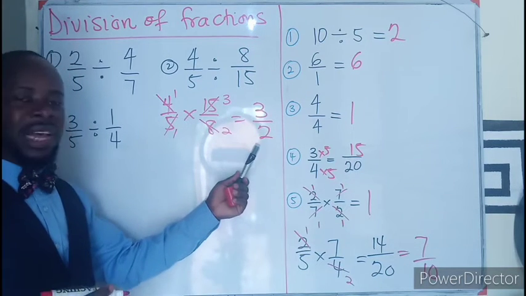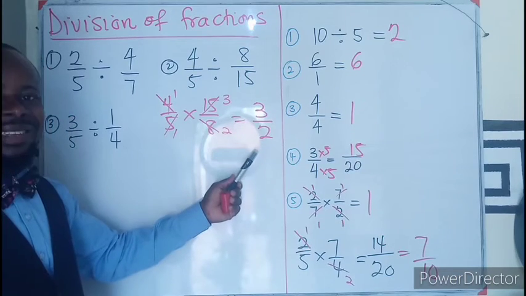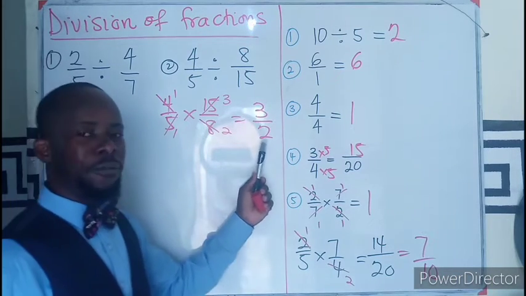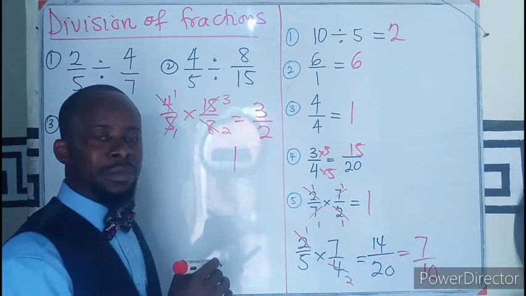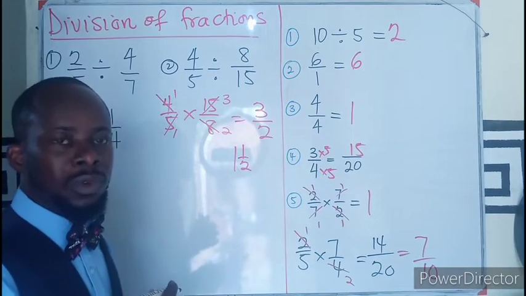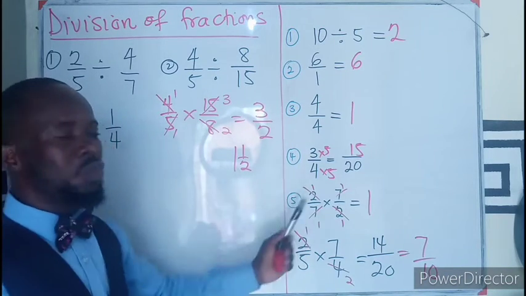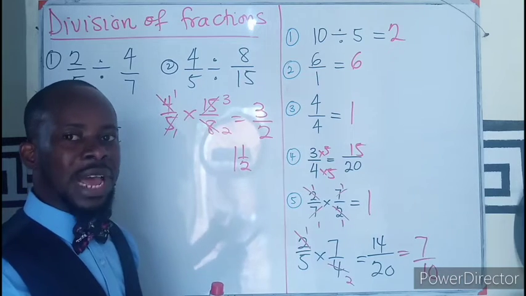I can leave my answer in this form, or I can still convert because this is bigger than this. So how many groups of 2 can I get in 3? I get only 1. What is the remainder? 1 sitting on what? The 2. So this is what we do under division. Either you flip or you follow the butterfly method.